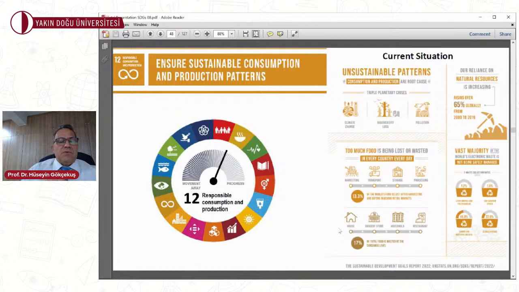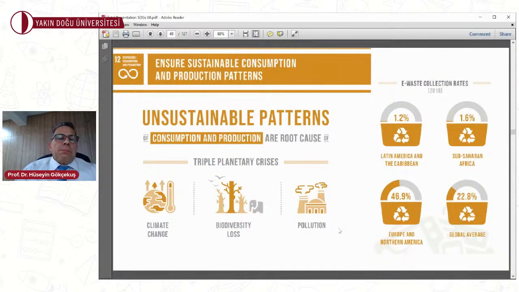Goal 12, responsible consumption and production. Current situation, you can see the current situations. Unsustainable patterns of consumption and production are the root cause of the triple planetary crisis. The crises are climate change, biodiversity loss, and pollution. E-waste collection rates: 1.2% Latin America and Caribbean, 1.6% Sub-Saharan Africa, 46.9% Europe and Northern America. And the last value shows us the global average. It is 22.8%.